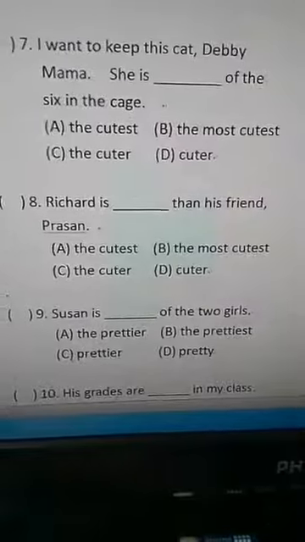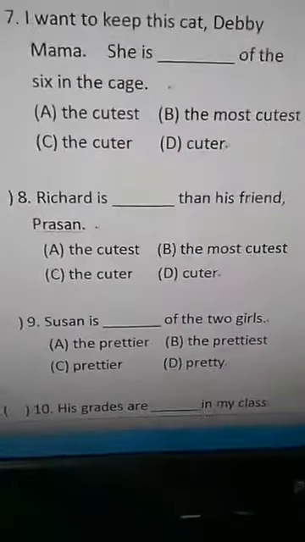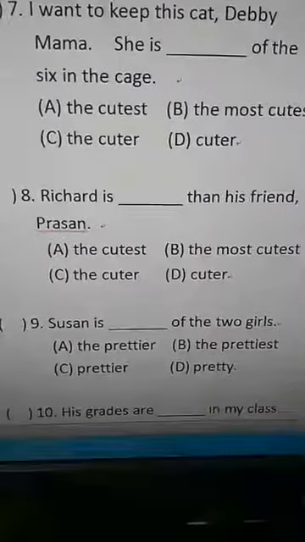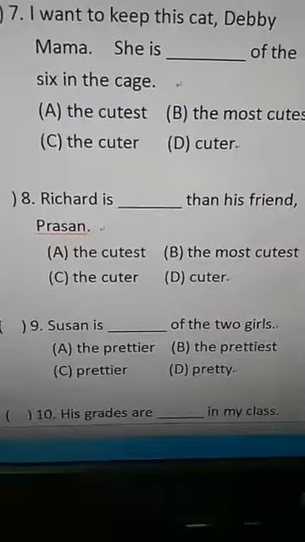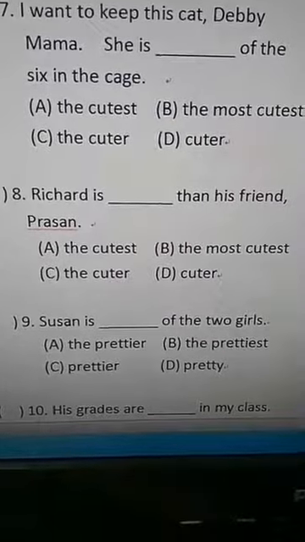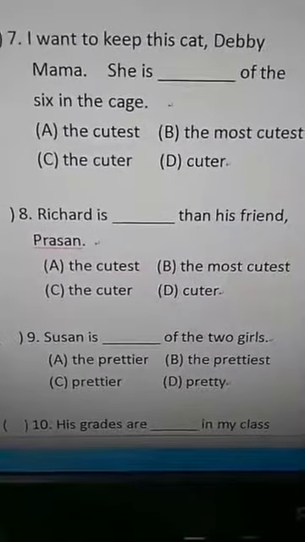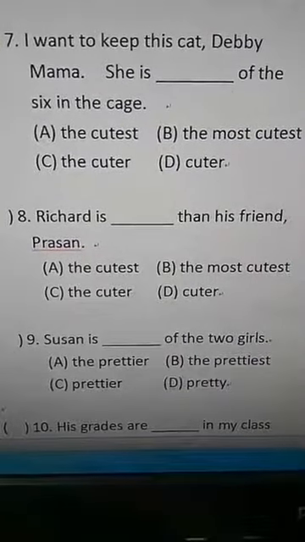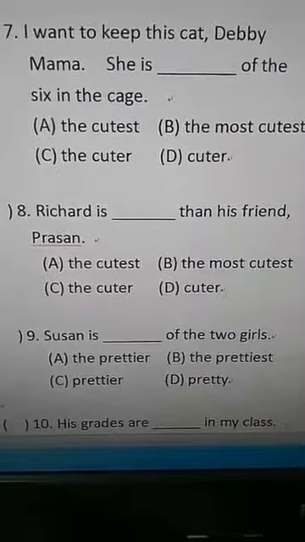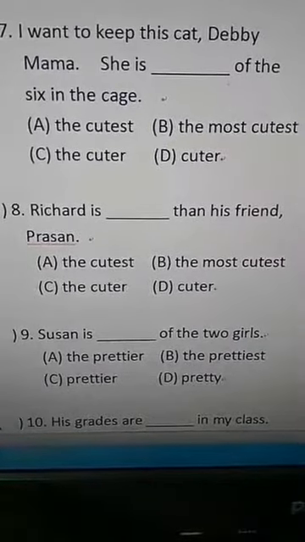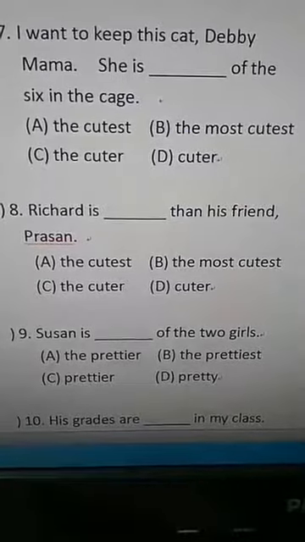And let's see question number 8. Read the sentence for you. Richard is blank his friend Present. Okay, viewers and watchers, write down your answer, please, my friends. Please write down your answer for question number 8. Richard is blank than his friend Present.